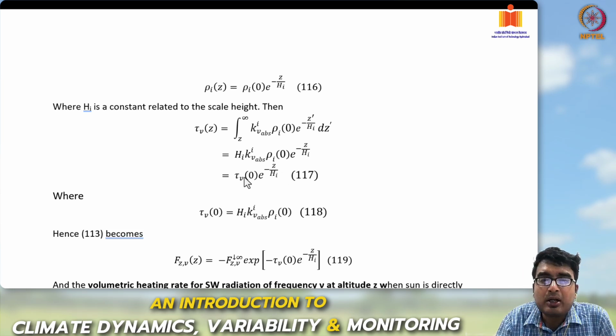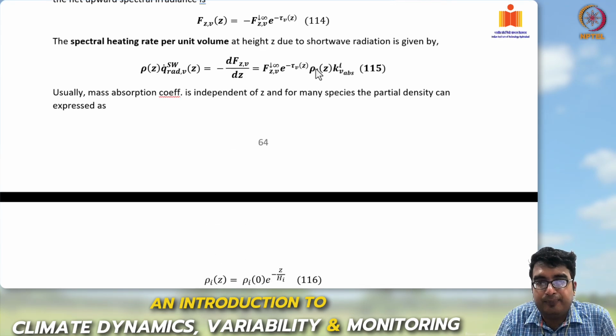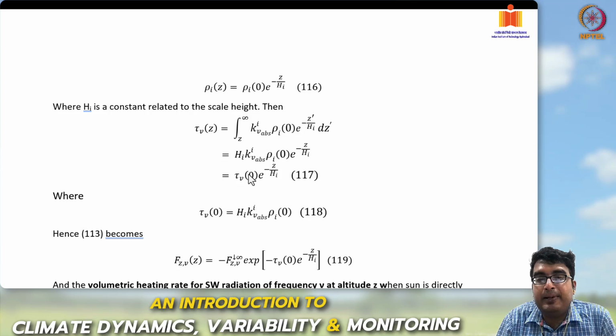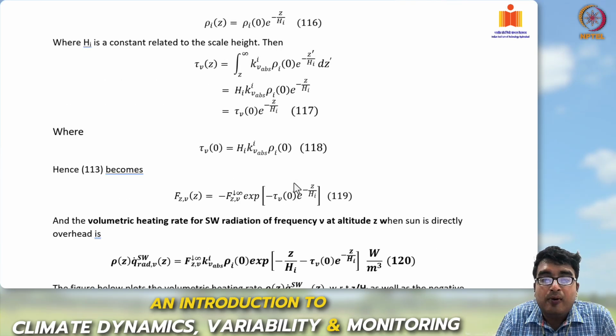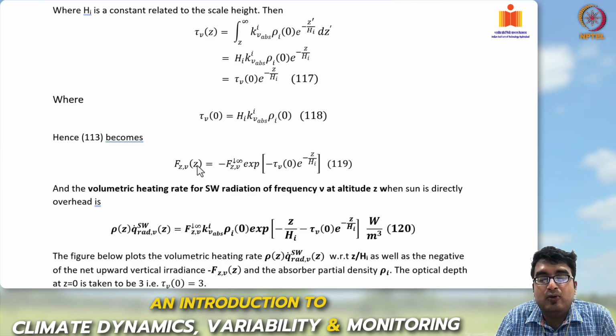So if this simple expression is used, then we can put it here. E to the power minus of this term can be replaced by this term here. So then we can get F_z,nu at z.